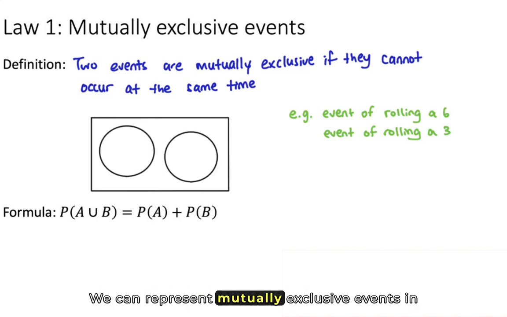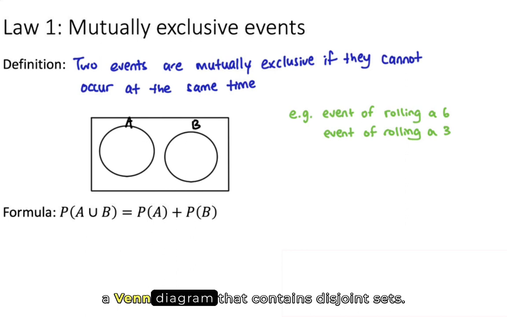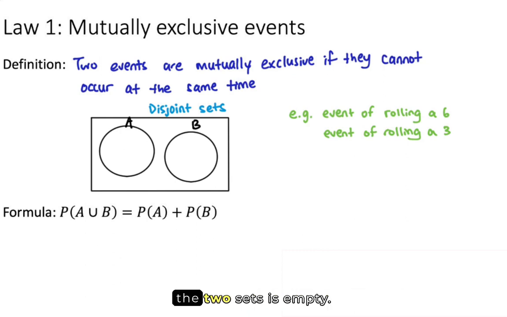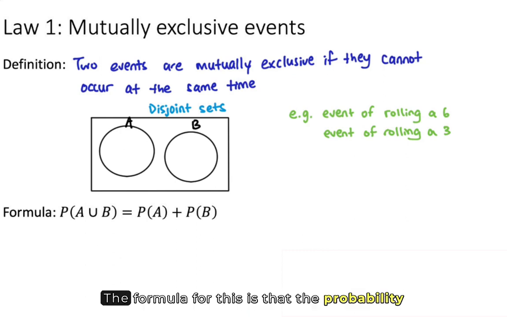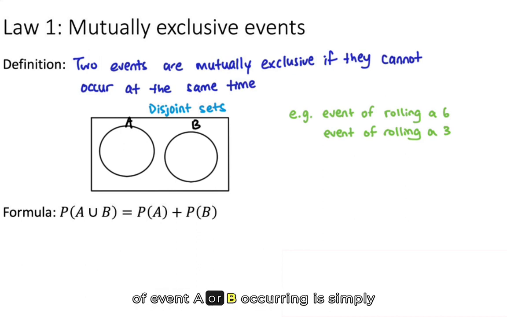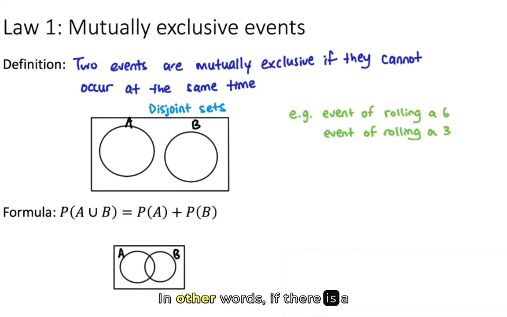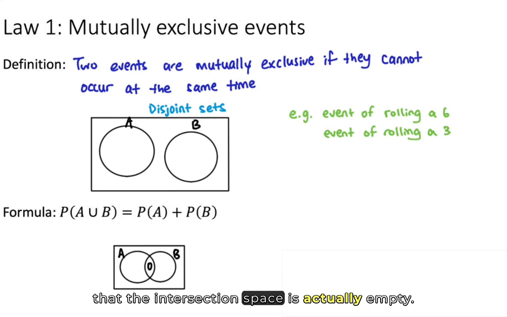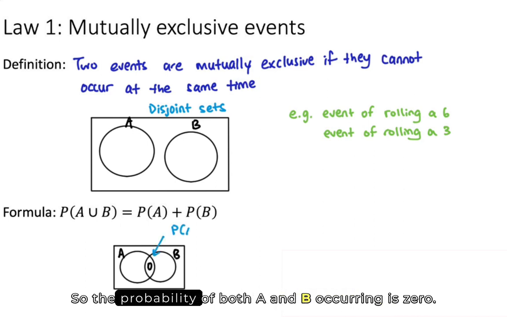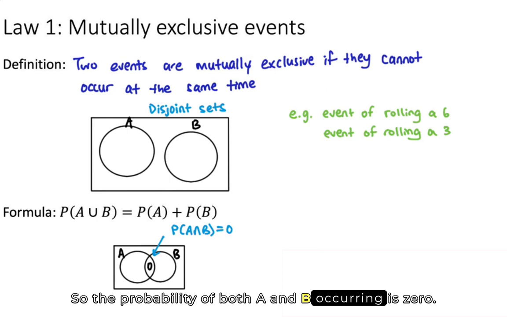We can represent mutually exclusive events in a Venn diagram that contains disjoint sets. That means that the intersection between the two sets is empty. The formula for this is that the probability of event A or B occurring is simply equal to the probability of event A occurring plus the probability of event B occurring. In other words, if there is a Venn diagram showing two events, we know that the intersection space is actually empty. So the probability of both A and B occurring is 0.